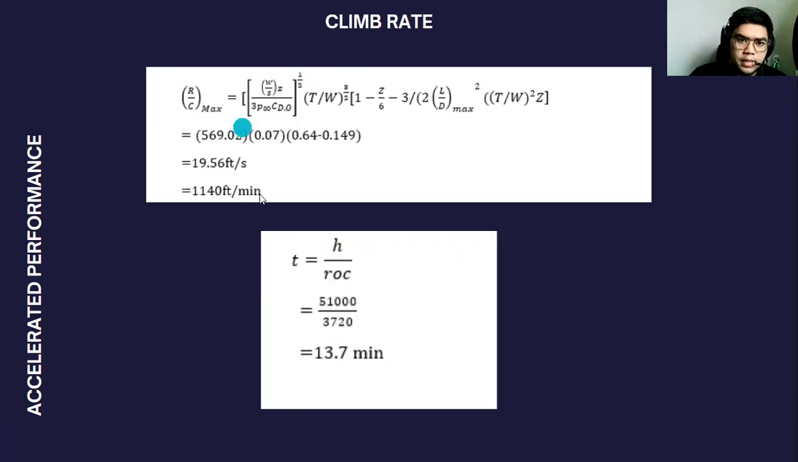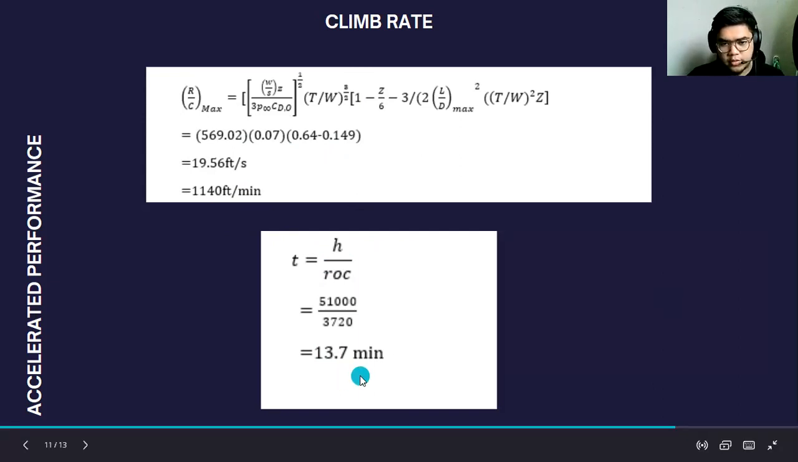So that is the climb rate, 1,140 feet per minute, compared to the general climb rate on Google. It has a different value, but this value is acceptable because it is not too small or too large. And when I get the climb rate, I can also calculate the climb time, which is 13.7 minutes.